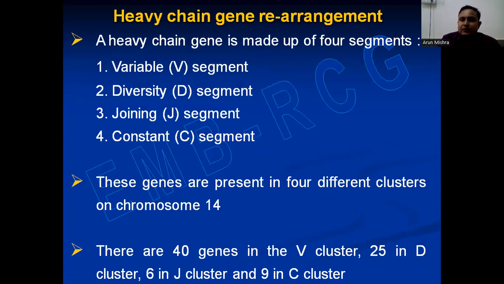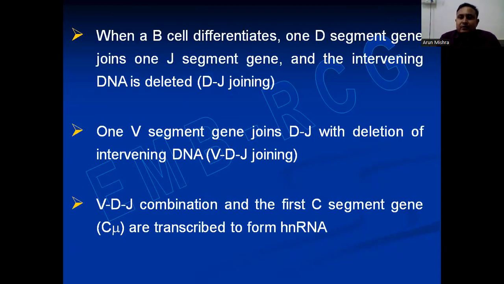Heavy chain gene rearrangement. After light chain gene rearrangement, we see the heavy chain gene rearrangement. A heavy chain gene is made up of 4 segments: the variable, diversity, joining, and constant segments, known as VDJC segments. These genes are present in 4 different clusters of chromosome 14. There are 40 genes in the V cluster, 25 in the D cluster, 6 in the J cluster, and 9 in the C cluster. When a B cell differentiates, one D segment gene joins one J segment gene and the intervening DNA is deleted. This is known as DJ joining.